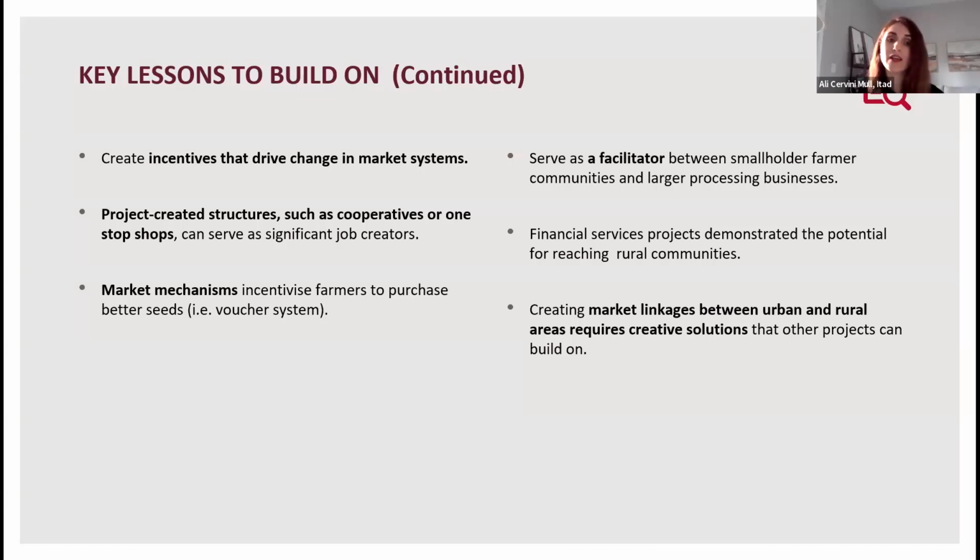And finally, creating market linkages between urban and rural areas requires creative solutions that other projects can build on. For example, the Sustainable Urban Economic Development Program, SUED, proposed an aggregation and collection system supported by improved storage and road access to improve linkages between rural growers and urban markets in Kenya.